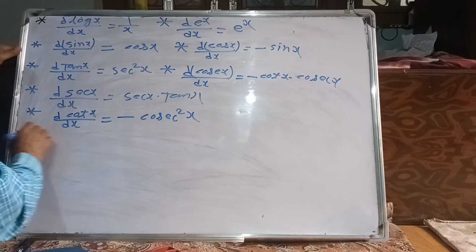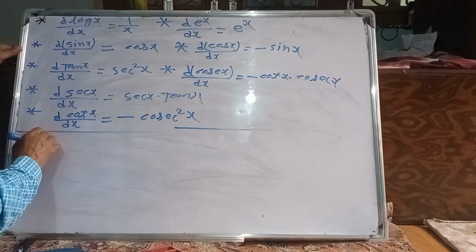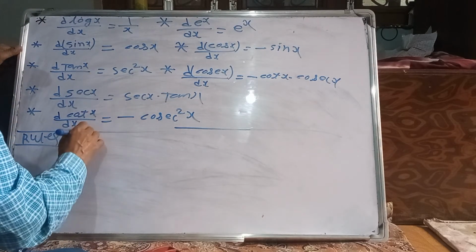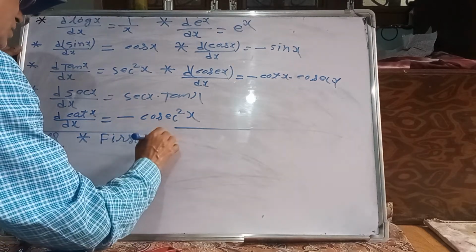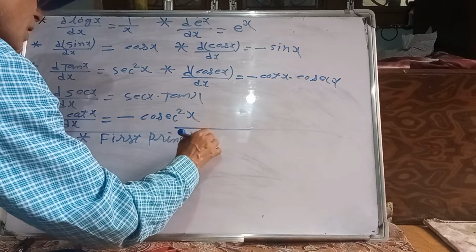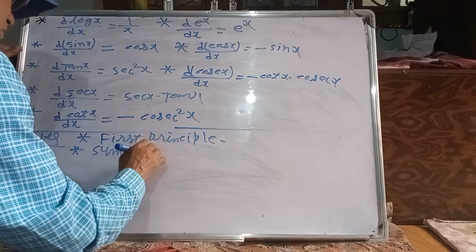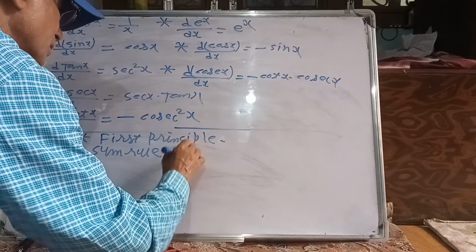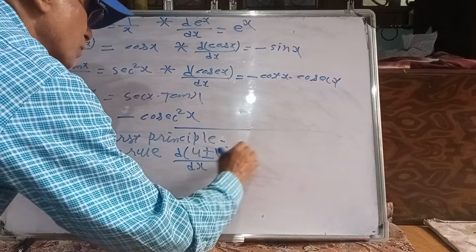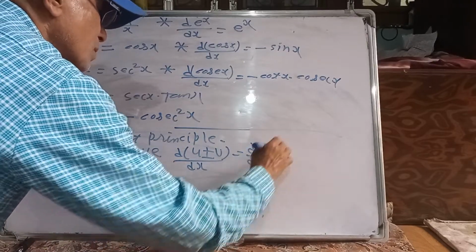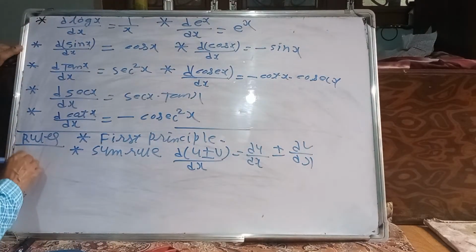Anyway, calculation. There are so many rules in calculus. Number one, first principle, which I will cover later. Another is sum rule. For example, d(u plus minus v) by dx equal du by dx plus minus dv by dx. This is the sum rule.